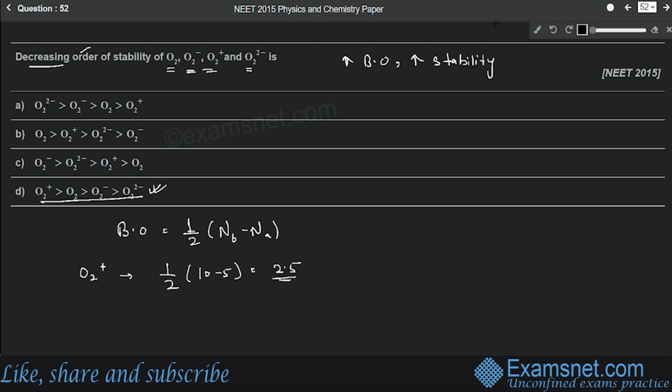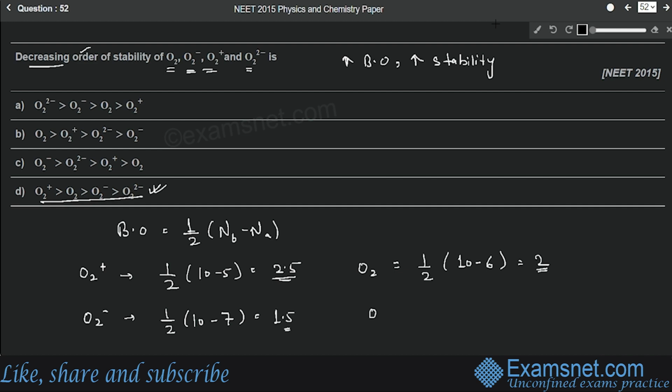Then the next one is O2. For this, the number of bonding molecular orbitals will be 10 and that of anti-bonding molecular orbitals will be 6. So it will be half into 4, that means 2. Then O2 minus, for this the number of bonding molecular orbitals is 10 and anti-bonding molecular orbitals 7. So it will be half into 3, that means 1.5.